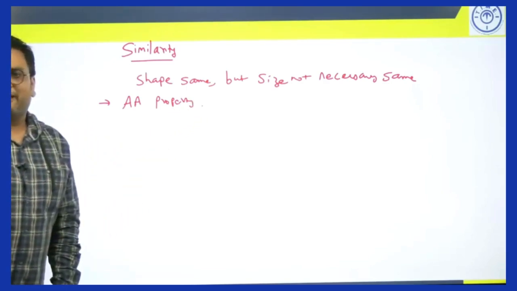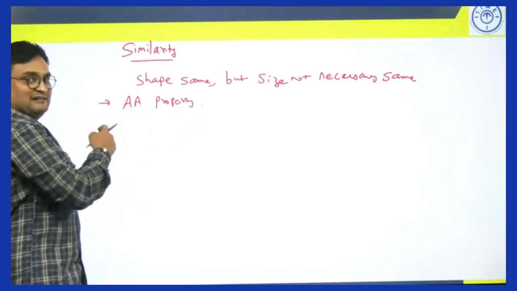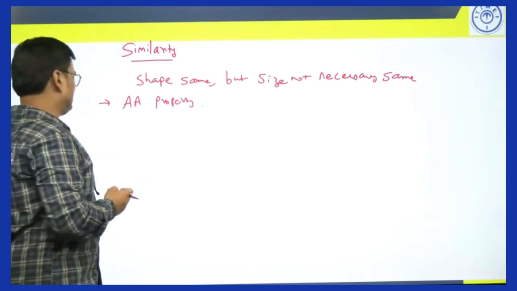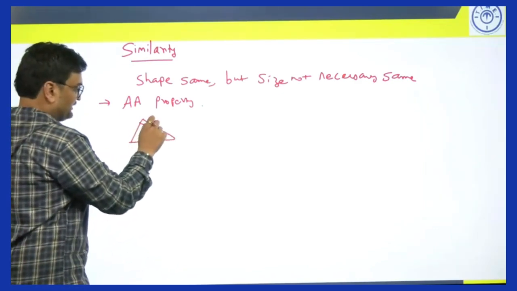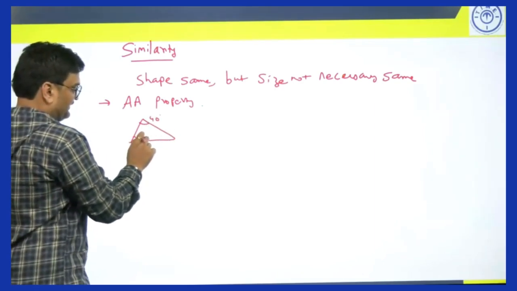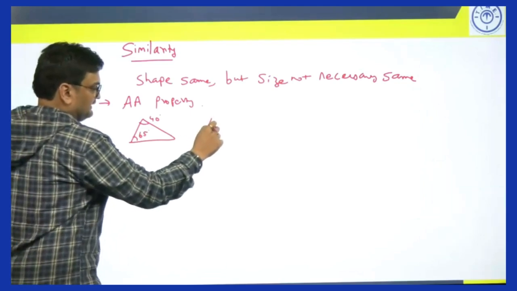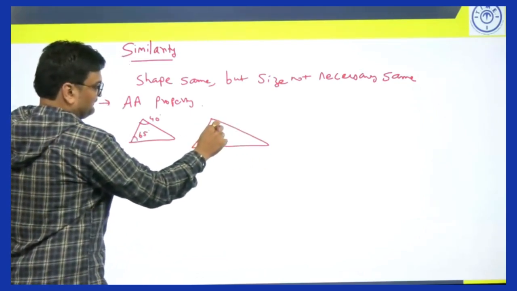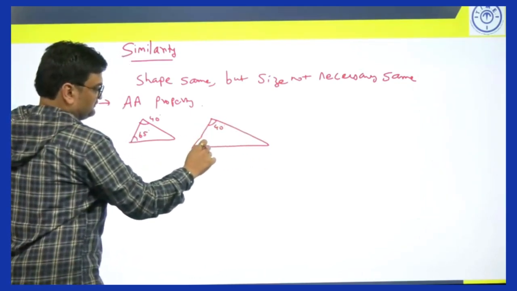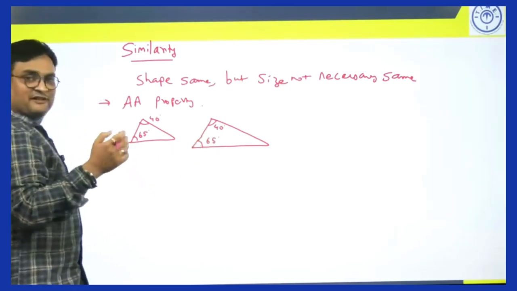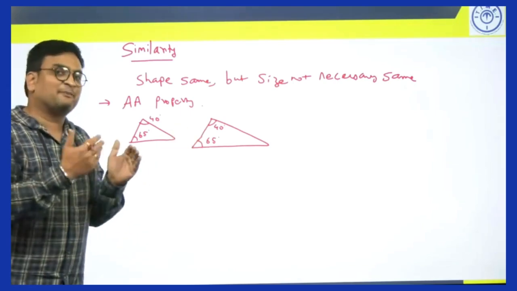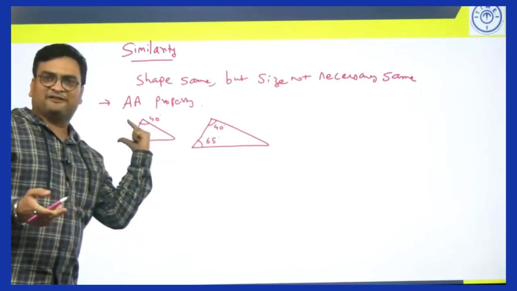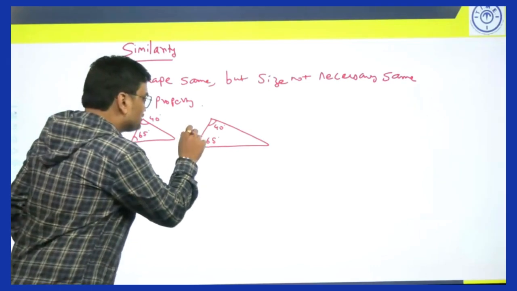So what does this AA rule state? AA means angle, angle. It states that if two angles of one triangle, say this is 40 degrees and this is 65 degrees, are equal to two angles of a separate triangle, that is, if two angles are equal pairwise like this, the two triangles are said to be similar.